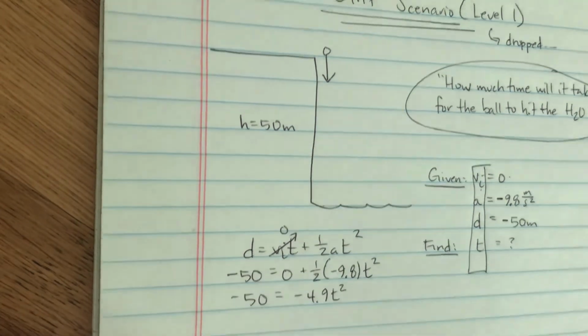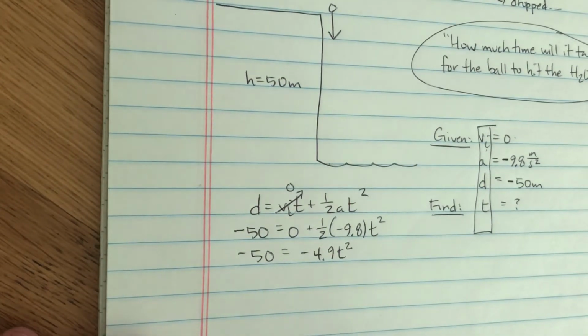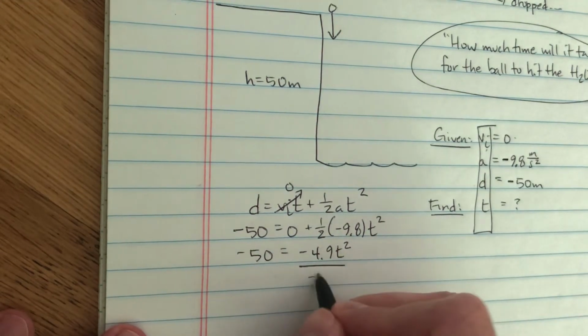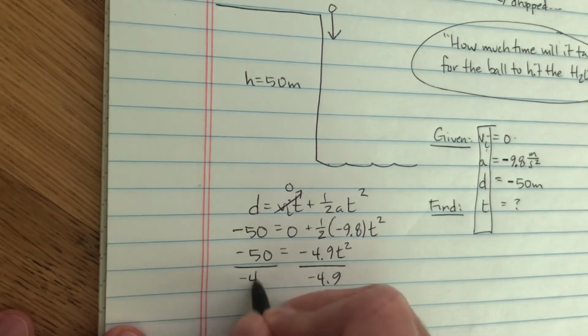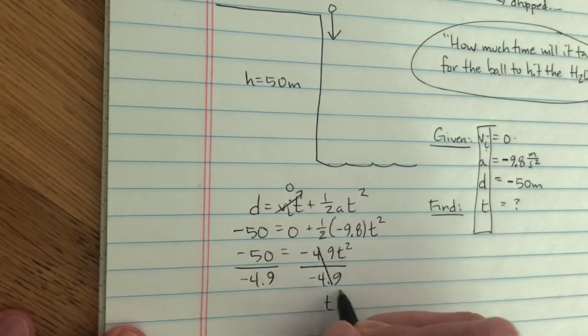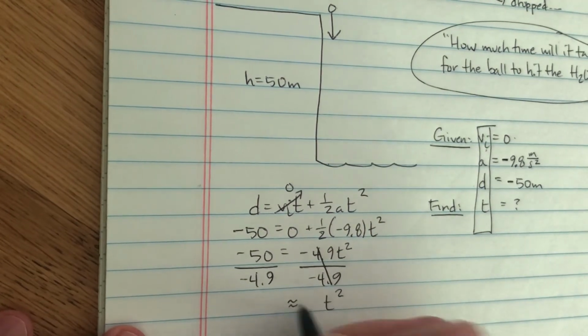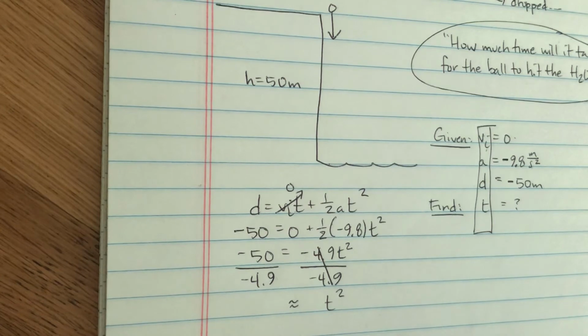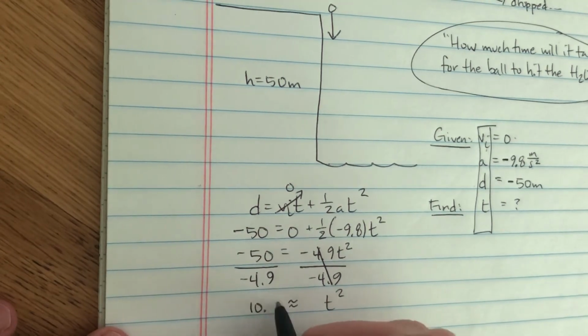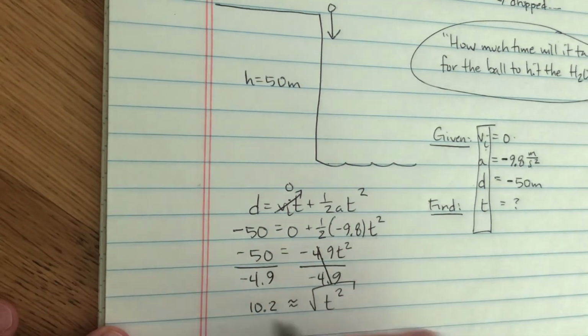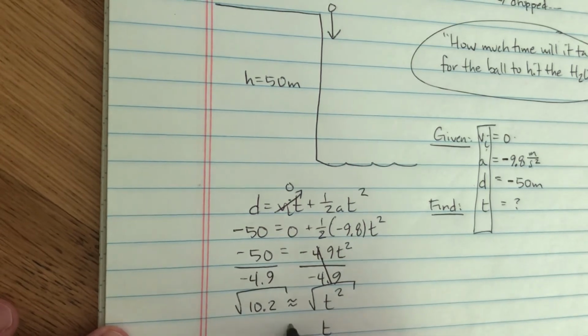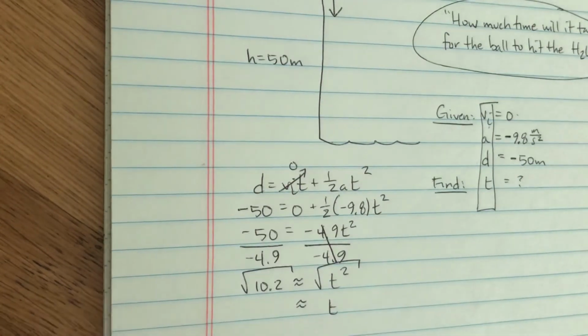We want to figure out t. So in our efforts to isolate that variable, divide both sides by negative 4.9. So we're going to have t squared is approximately equal to 10.20. So take the square root of both sides. And t, the time to hit the water, is approximately 3.19 seconds.